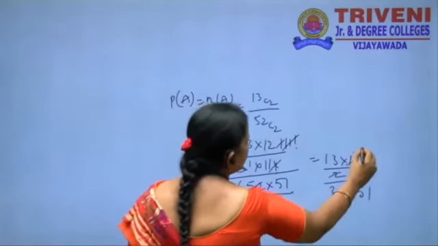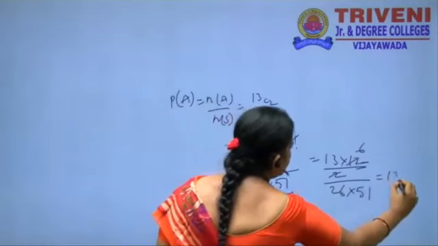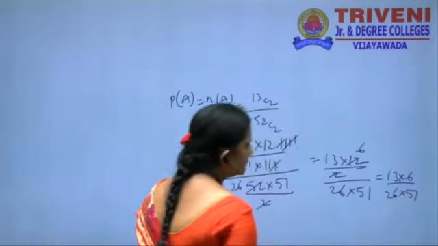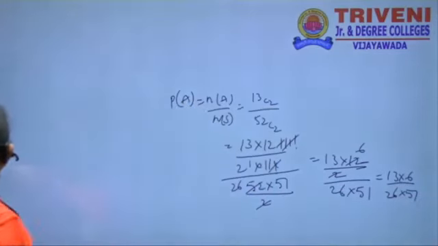Here 2 also will cancel 6 times. 13 into 6 by 26 into 51. Okay, and then you can get the answer like this.